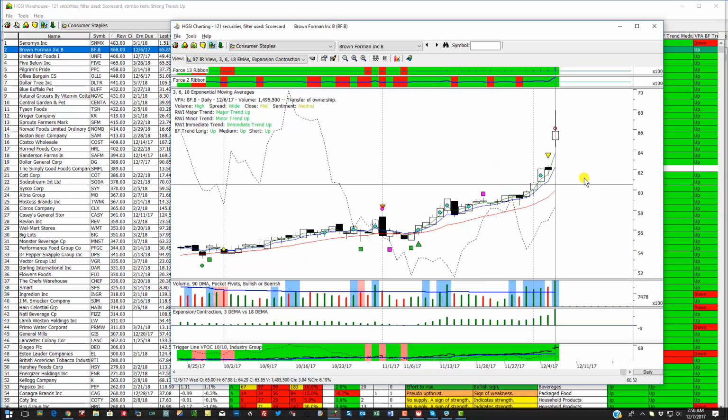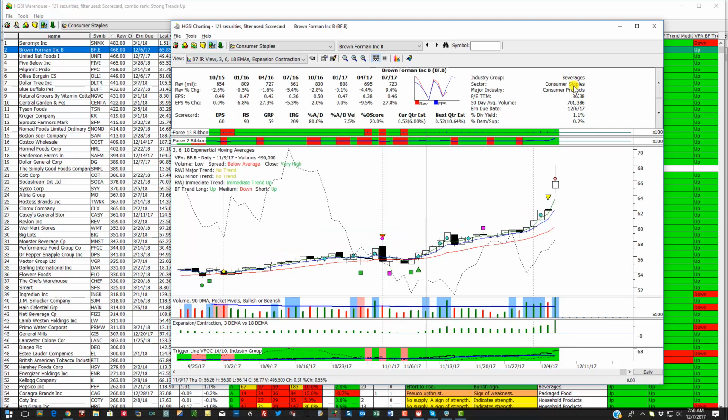Let's look at another stock here. This is Brown-Forman. You can see that the 3 crossed above the 6 down here. The VPOC once again led. Here's the confirmation with a pocket pivot. The force indexes are both green up here, and the histogram is starting to increase. Now, this group, consumer staples, beverages, this is a beverages group, it has not been so strong.